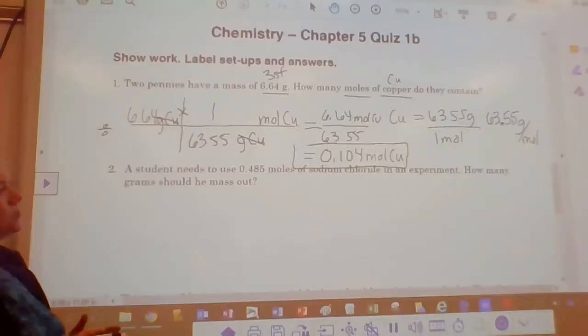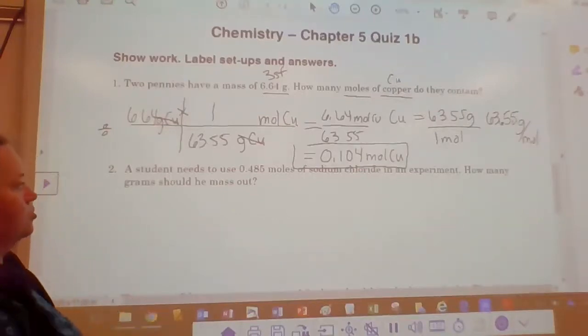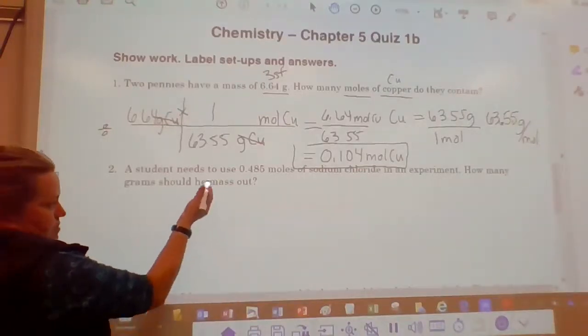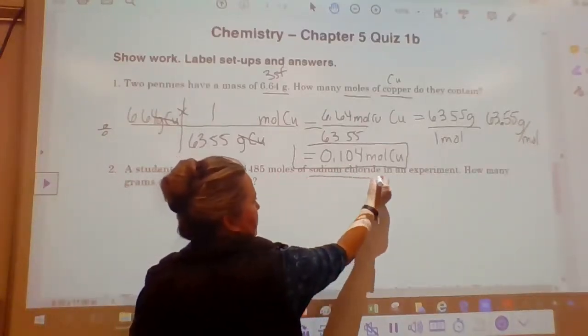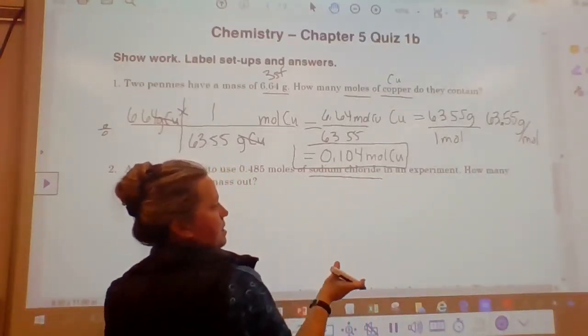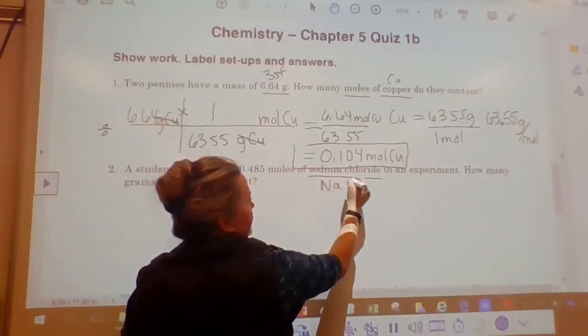Number 2, a student needs to use 0.485 moles of sodium chloride in an experiment. How many grams should he mass out? Or how many grams should she mass out? The sodium chloride in the problem is a compound, and you want to recognize the compound formula as NaCl.